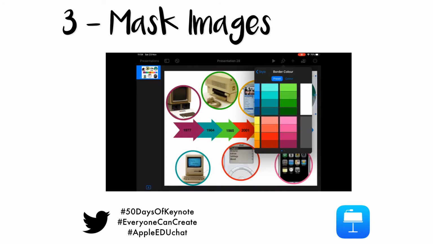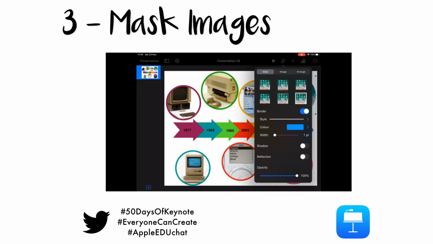So I've used a circle here. I've then added on a border which links in with the colour for the different part of the timeline, so it's all unified together.